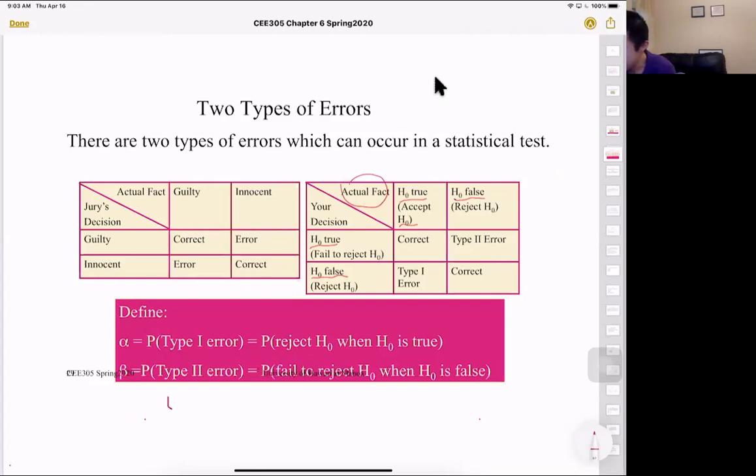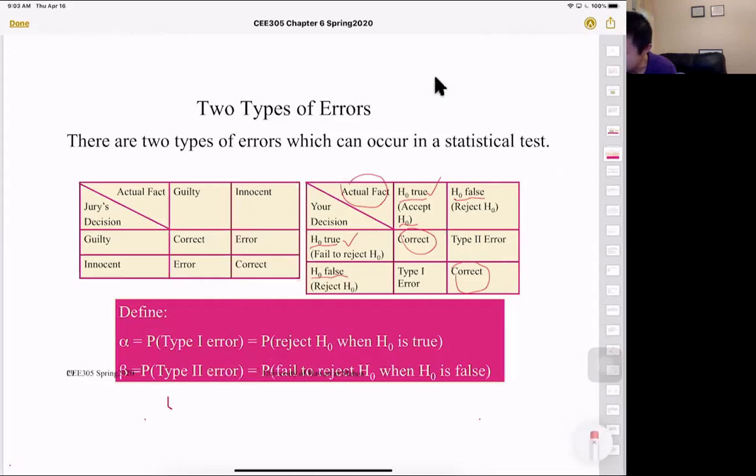If the actual fact is the same as our decision, for example, H0 is true and our conclusion is H0 is true, our conclusion is correct. And same thing, if the actual fact is H0 is false and our conclusion is H0 is false, we also make the correct decision. So the two errors are here.